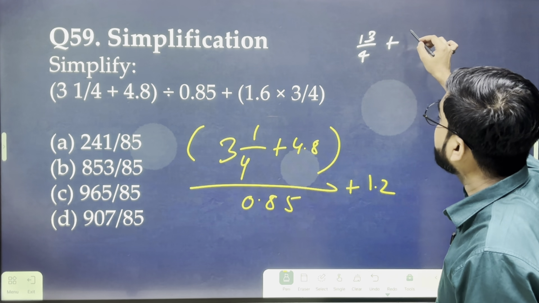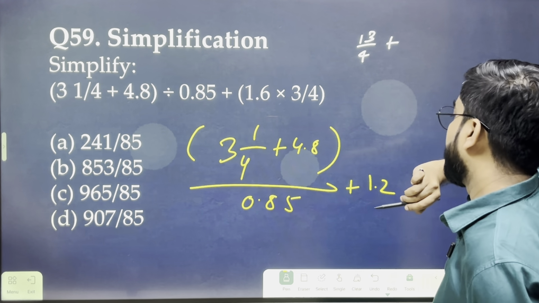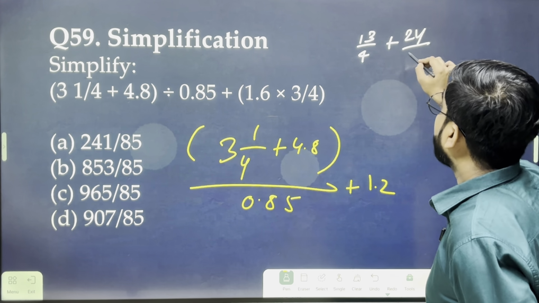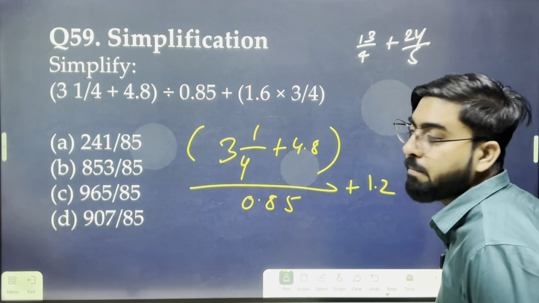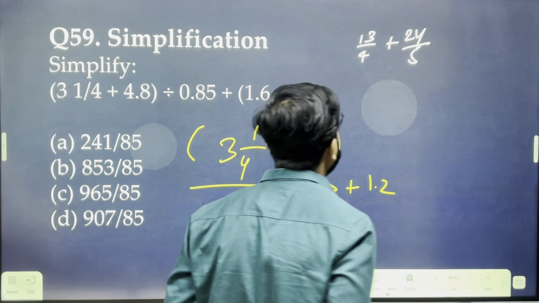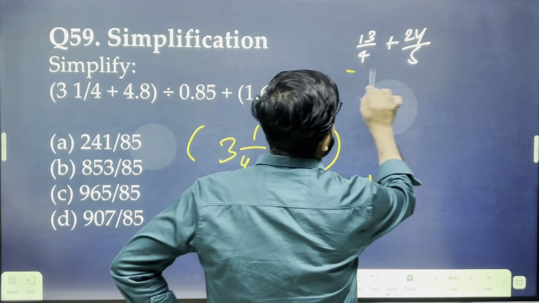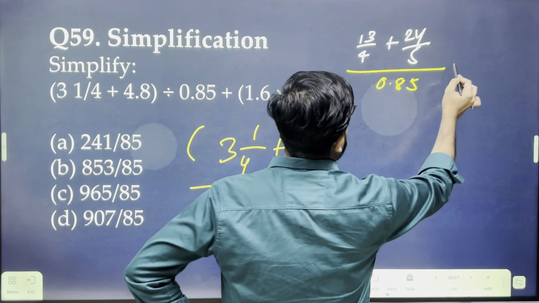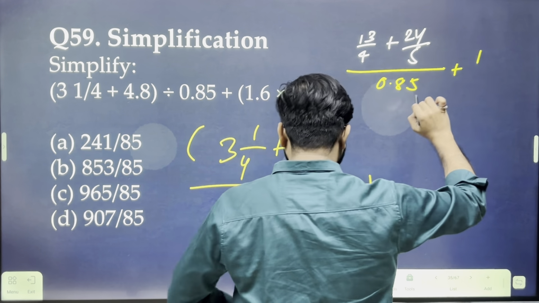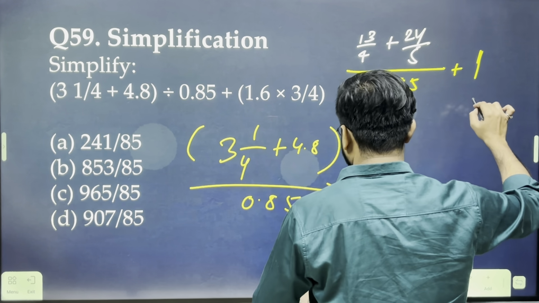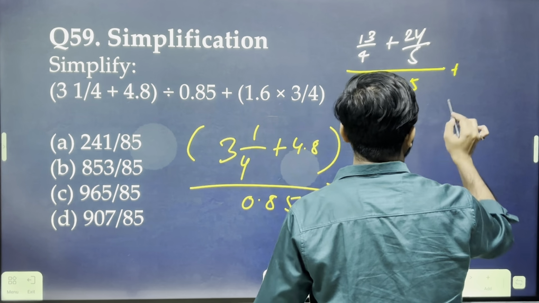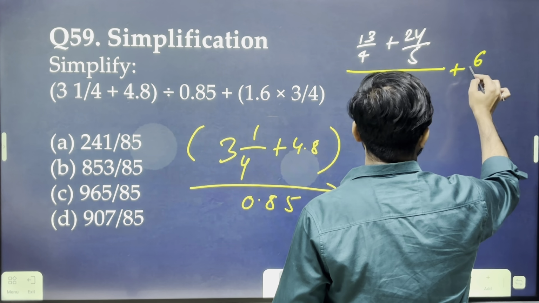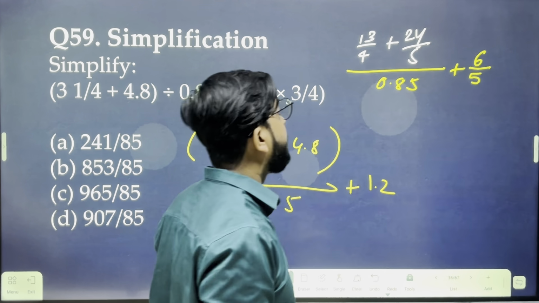If we see this 48, that becomes 24 by 5, isn't it? Now 0.85 plus that becomes 6 by 5. Okay.